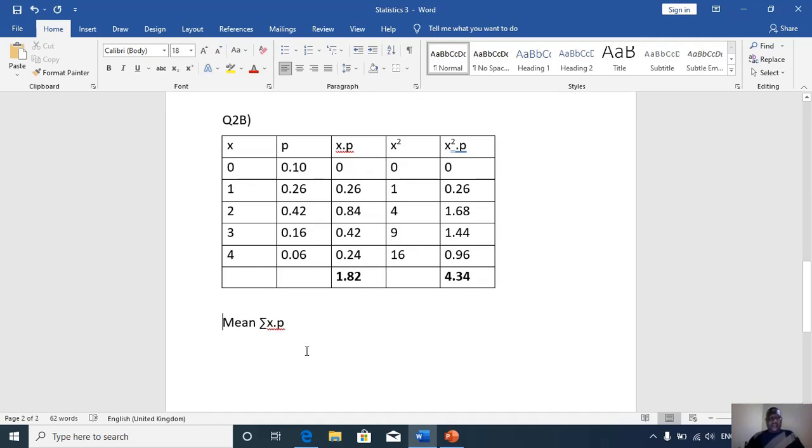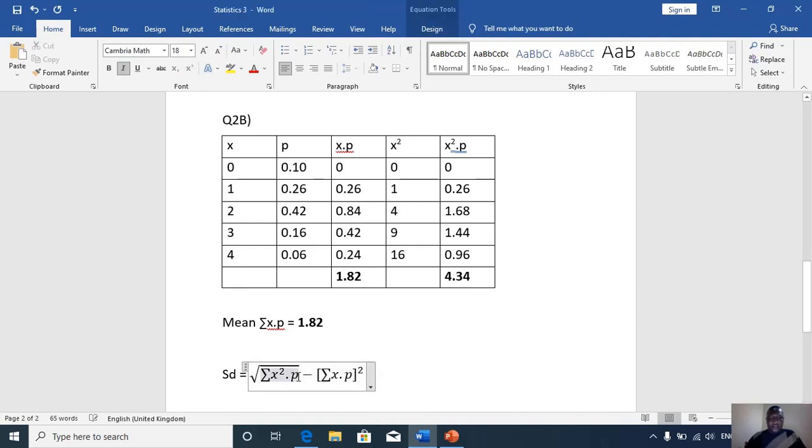So what's the mean for this probability distribution? The mean for this probability distribution is 1.82. That's the mean, because we say the mean is simply the summation of xp. Standard deviation. What is the standard deviation for this distribution? Again, we have the formula for standard deviation there. All we have to do is to fit in the figures.